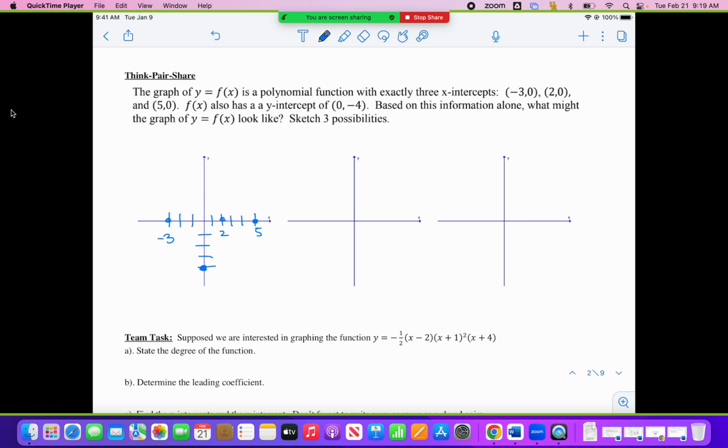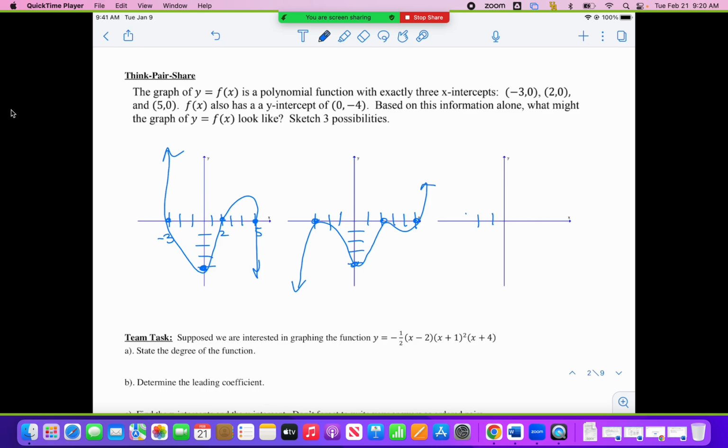All right, here we go. Here's one possibility. It can only cross at -3, 2, and 5 on the x-axis, but it's got to go through (0, -4). I also did this one. Whoops, I put that in the wrong spot. Look at this one. You see I did that?